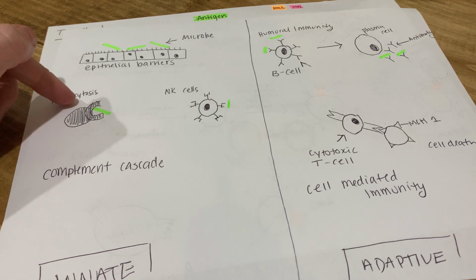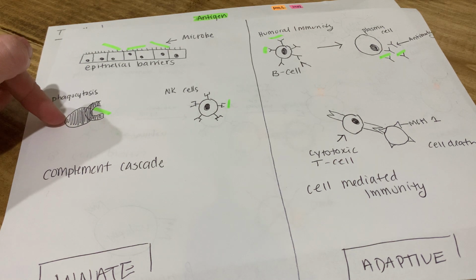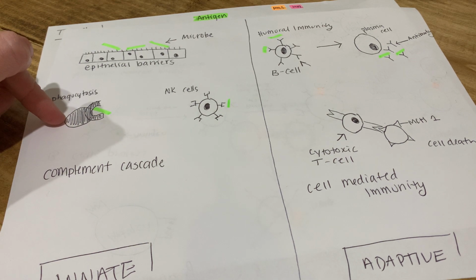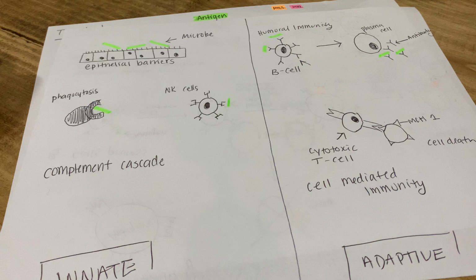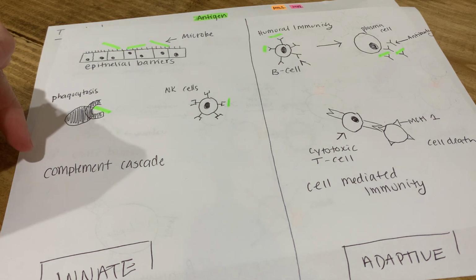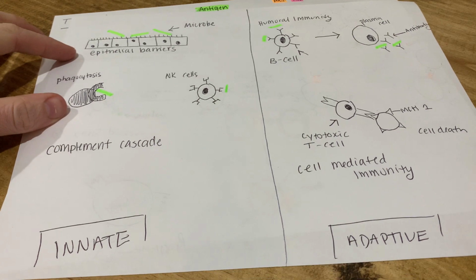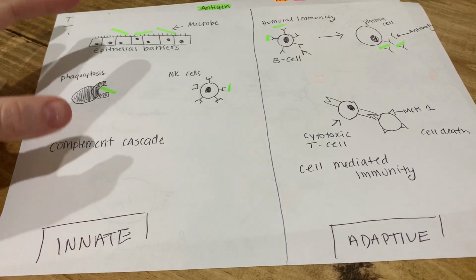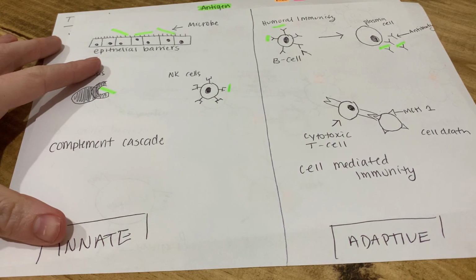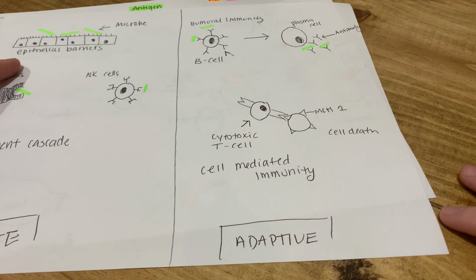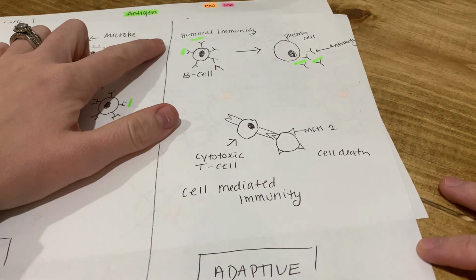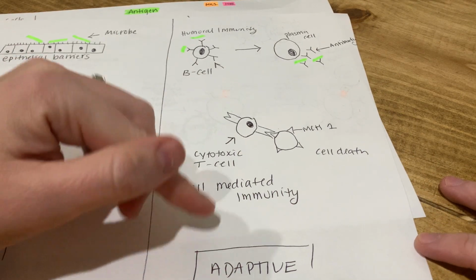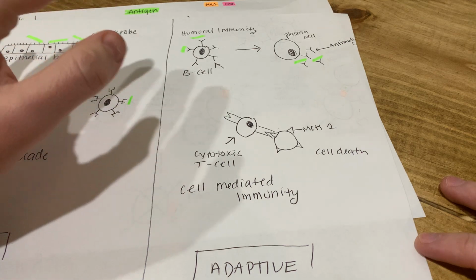So that is a first barrier. Phagocytosis is when your cells eat the microbes or the antigens, and then your natural killer cells, which I will go into in a little bit, and the complement cascade. Those are all innate immunity functions. Adaptive immunity functions are humoral immunity and cell-mediated immunity.